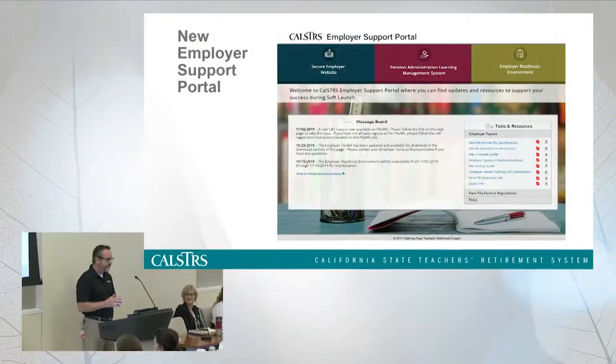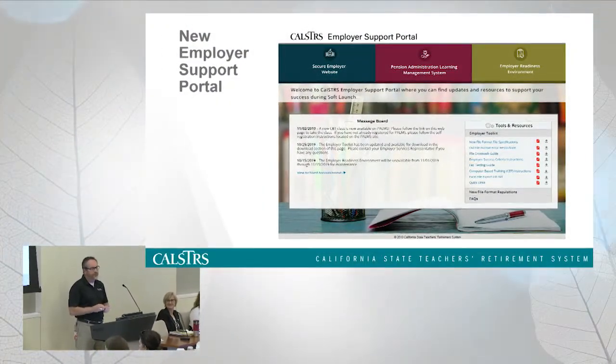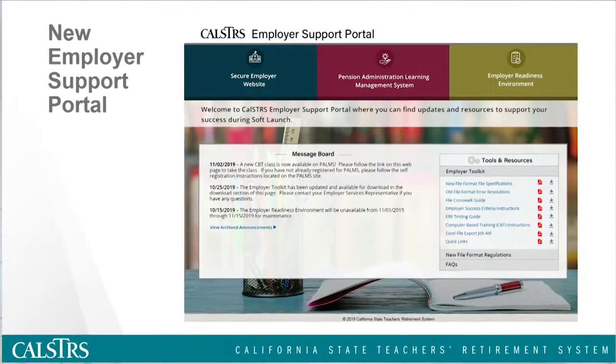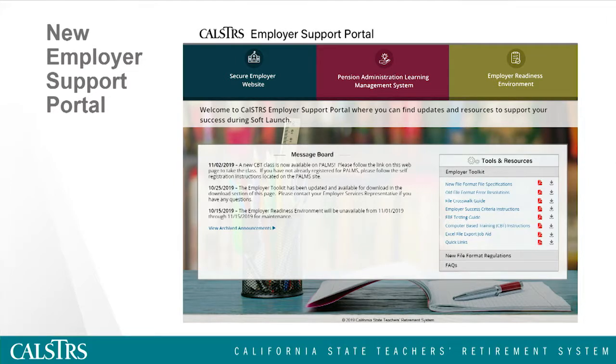The reveal. So one of the other things that my team has been working on is the employer support portal. This is a new website that is going to support employers and support you in the transition to the new pension administration system. If I can draw your attention to the top, you'll see three links there. You'll see the secure employer website. That's just SO today, that's just so.calstrs.com. That's what you use today, but we just have a convenient link for you to use at that time.